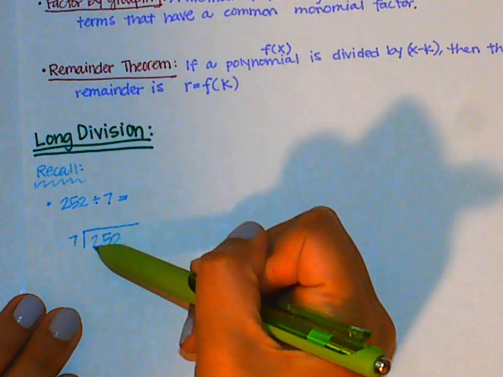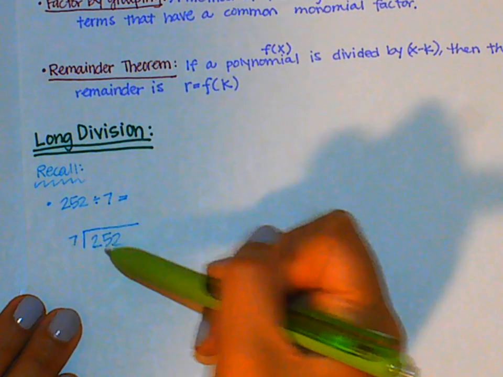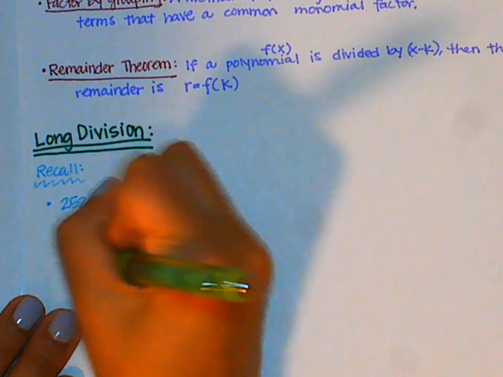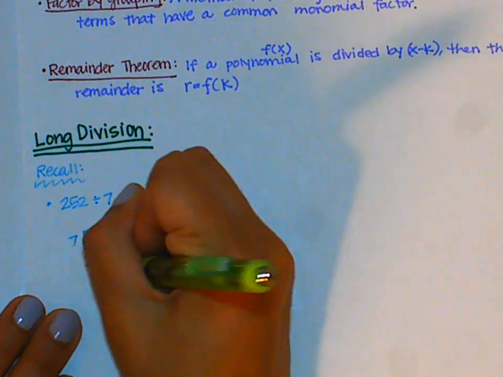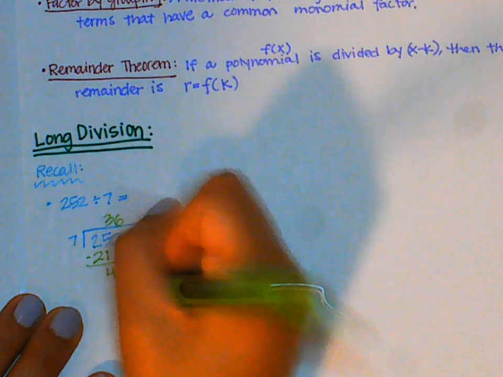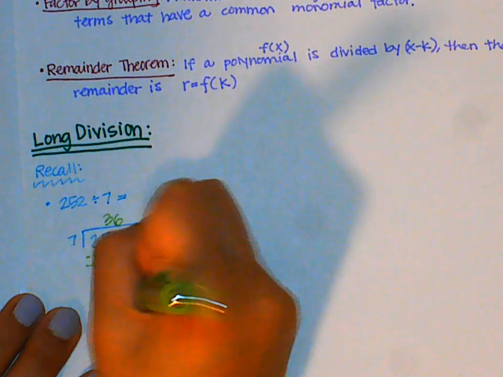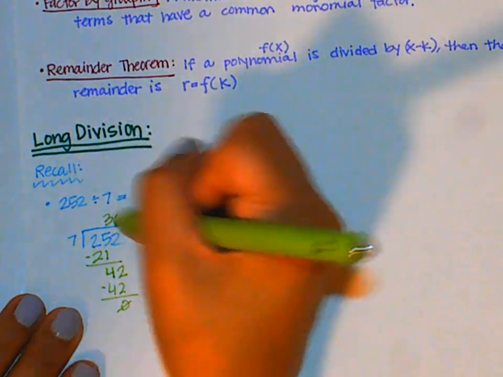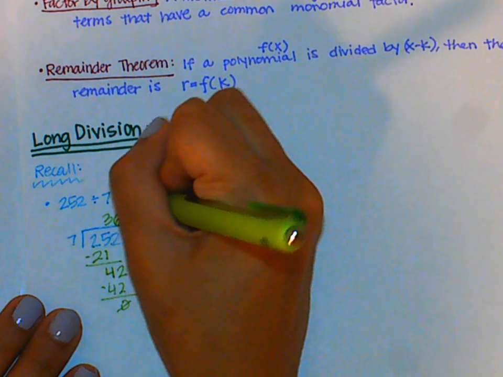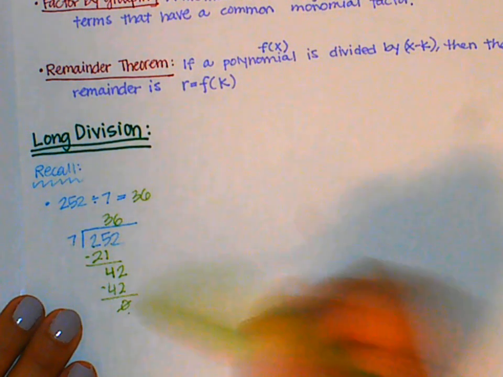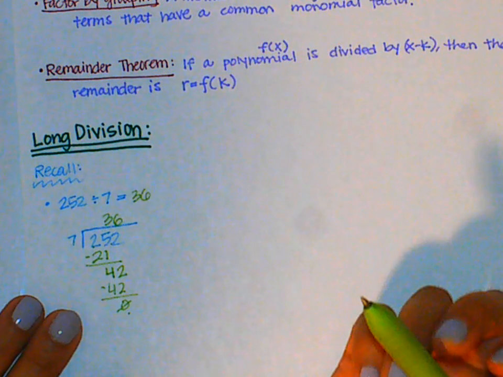7 goes into 2? No. Does 7 go into 25? Yes, it goes in 3 times. 21. I don't think I need to spend too much time doing this. I know it's old, but we should be able to do it. And 0. Therefore, our quotient is 36. We don't have a remainder because 42 minus 42 is 0.